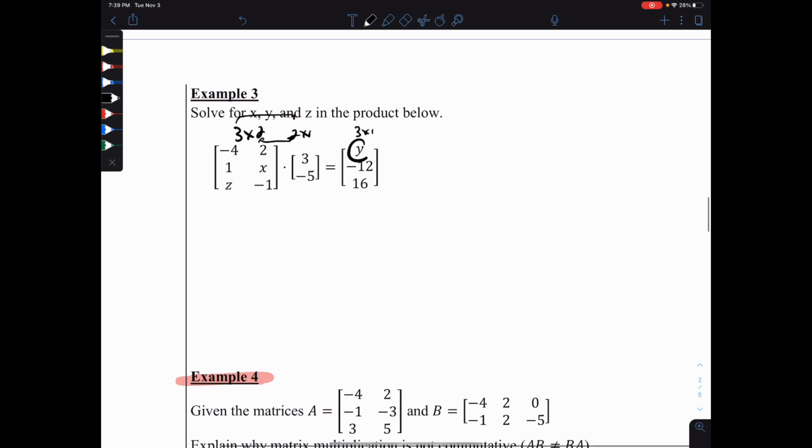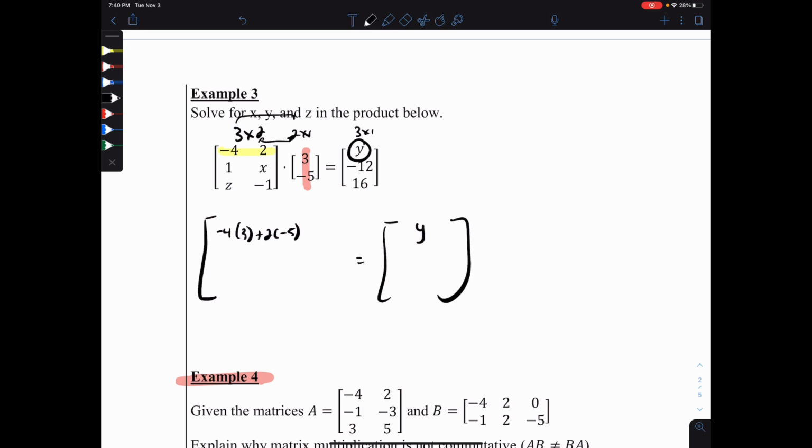If I want to figure out what y is, well, y is in the first row and the first column. So I'm going to take the first row and multiply it by the first column. So -4 times 3, and then I would add 2 times -5. Now that product there, I'm just going to set up some work here, should give me y. So when we add these up, that's -22. We know that -22 is in the same spot as y.